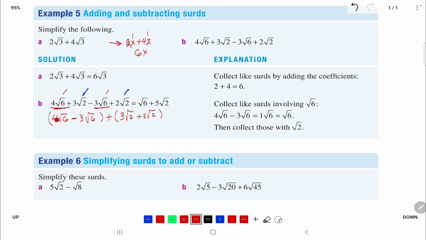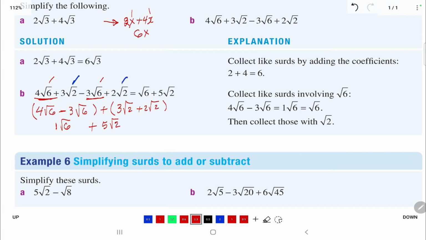So 4 minus 3 is 1 under the square root of 6, and here it will be 3 plus 2, which is 5 under the square root of 2. The 1 is usually omitted because it does not change anything, so we can write it as the square root of 6 plus 5 square root 2. You see, this is the final result. So it has been done this way.